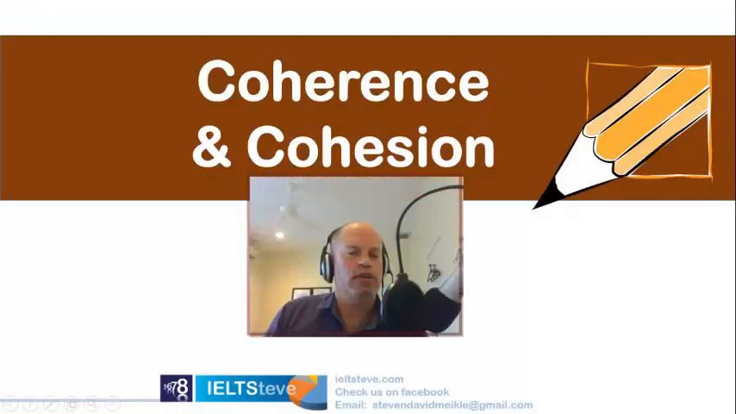So let's talk about coherence and cohesion. Now, I firmly believe that this is the easiest thing to improve in Task 1 writing, maybe in Task 2 even as well. There's a few things you need to know, though, in terms of improving. You need to know what to avoid and how to get a higher level mark.